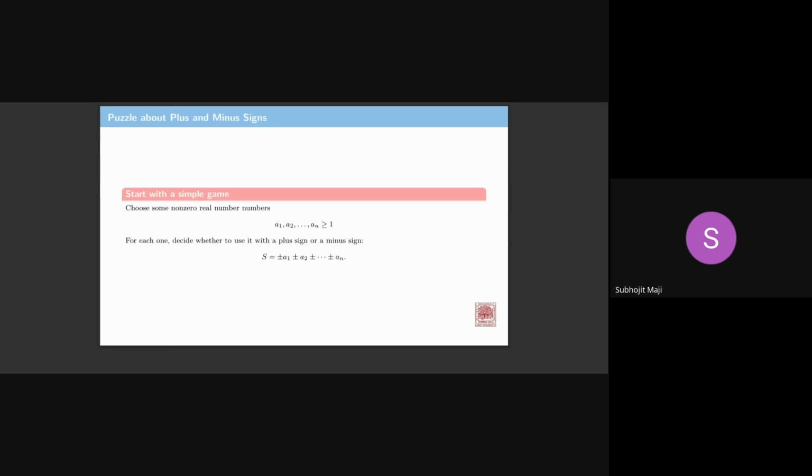The first thing is we start with a game. You want to choose some non-zero real numbers that are greater than one in absolute value. For each one, you decide to use it with a plus or minus sign, that is, you sum it up or you take the difference. Each of these signs is determined randomly. So there are a total of 2 to the power n configurations, because each sign has two possibilities and there are n signs.